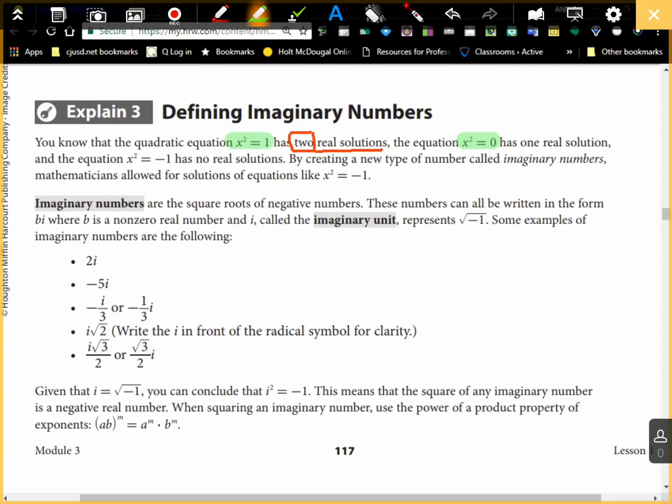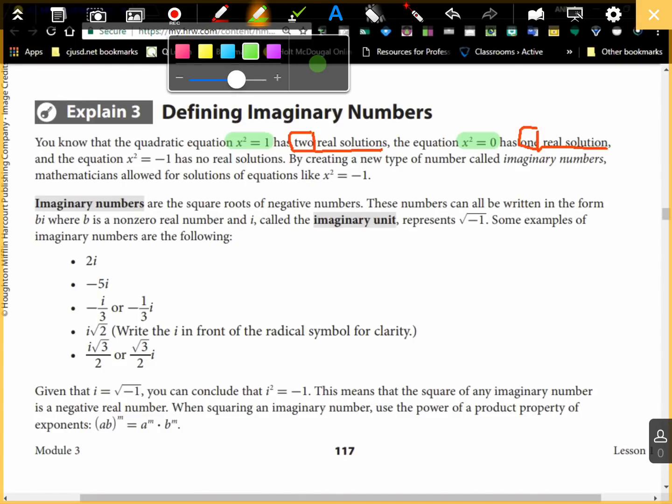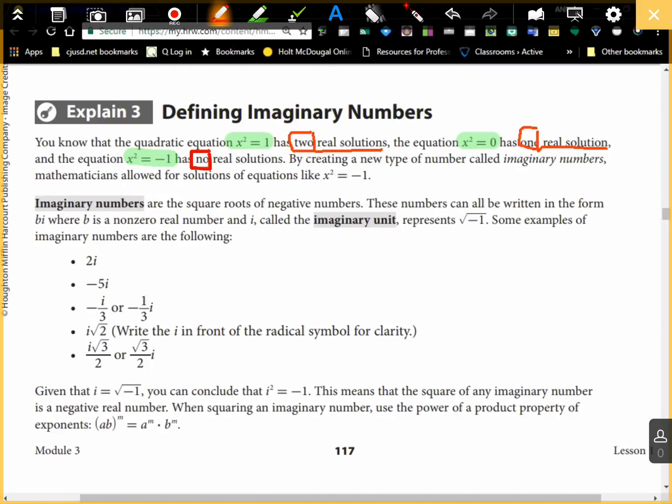We take the square root, and plus or minus the square root of 0 is just 0, so we have one real solution. And if you have x squared equals -1, what you've learned so far is that it has no real solutions. You might have heard that it's just no solution, but it's really that it has no real solution. So it does have a solution. It's just not a real solution.